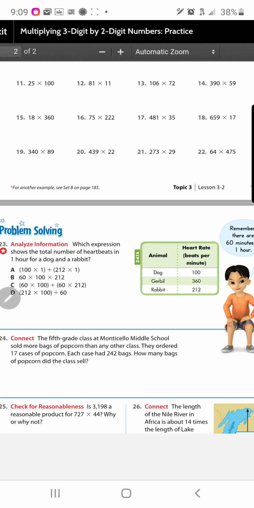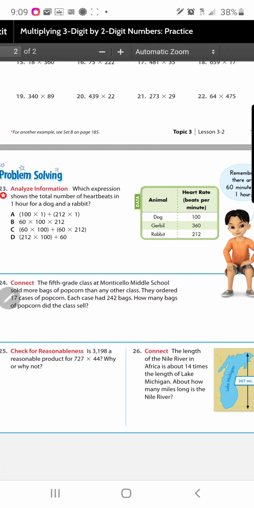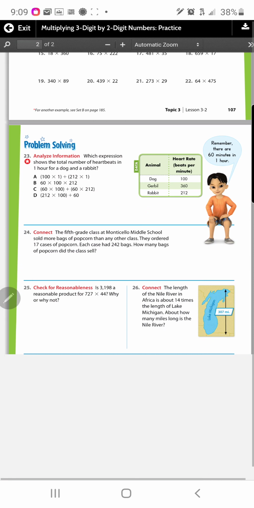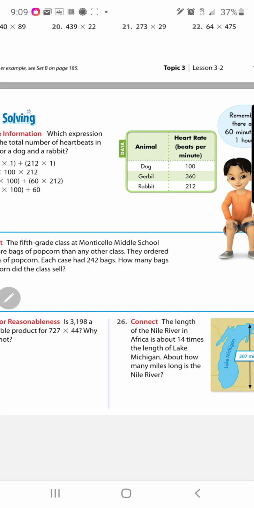Number 24, it says the 5th grade class of Monticello Middle School sold more bags of popcorn than any other class. They ordered 17 cases of popcorn. Each case had 242 bags. And then the question says, let me go ahead and underline that. It says, how many bags of popcorn did the class sell?